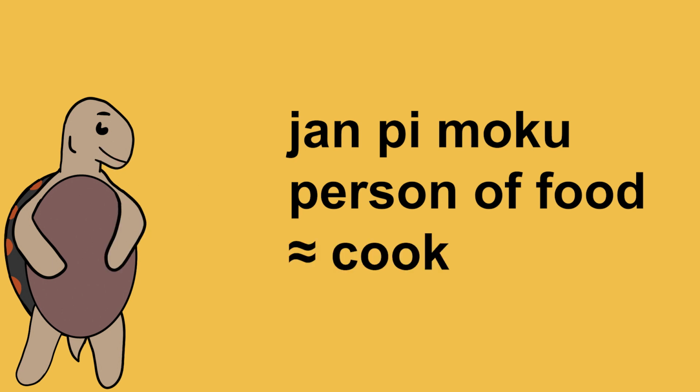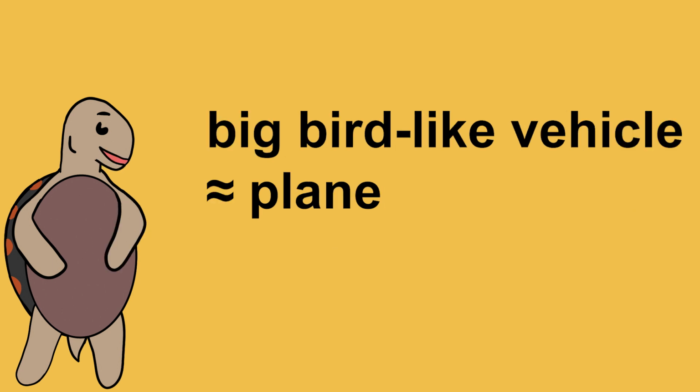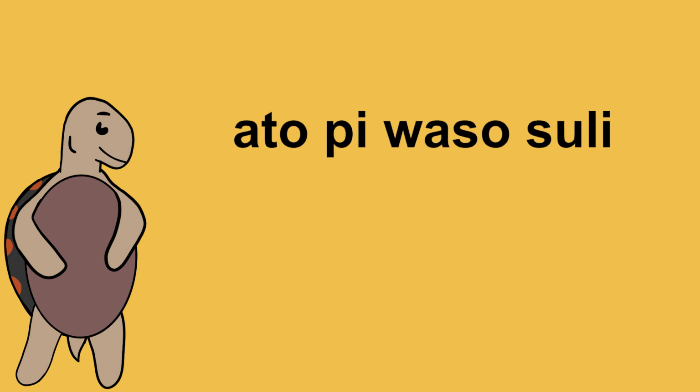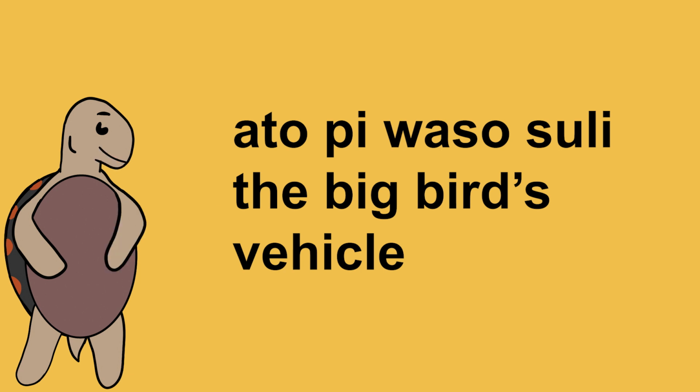Now try saying a big bird-like vehicle, like a plane. It would be ano waso suli. But what would ano pi waso suli mean? It would mean the big bird's vehicle.